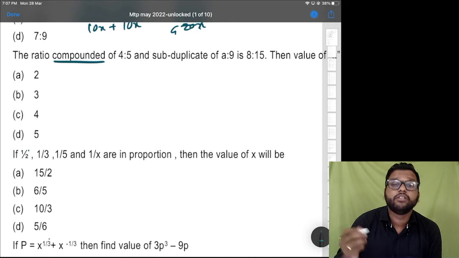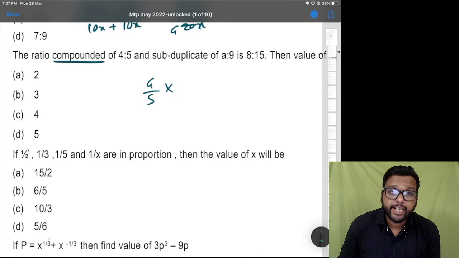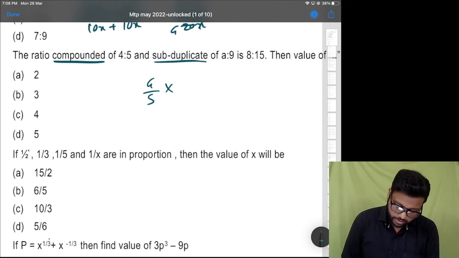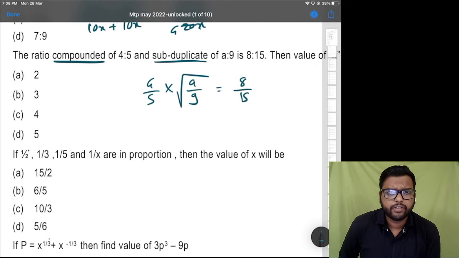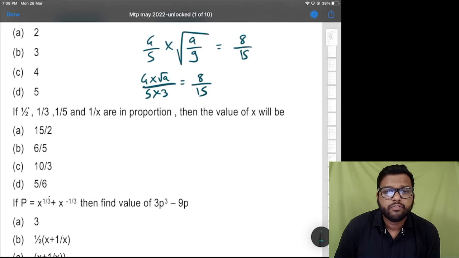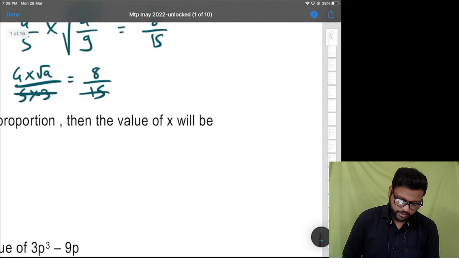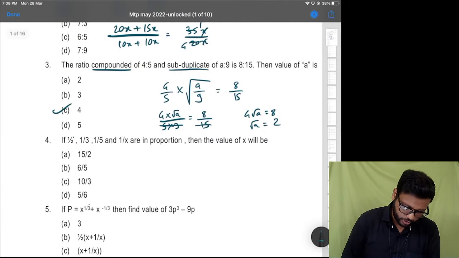Next. Ratio compounded of. Compounded means multiplication. Compounded of 4 by 5 and, so multiplication, subduplicate. Subduplicate is what? Square root. Square root of a by 9 is 8 by 15, they are saying. Okay. So let's take that root. That means 4 into root a upon 5 into root 9 is 3, right? Is equal to 8 by 15. We know that 5 into 3 is 15, we can cancel it. That means 4 root a is equal to 8. That means root a is equal to 2. That means a is equal to 2 square 4. Option C.